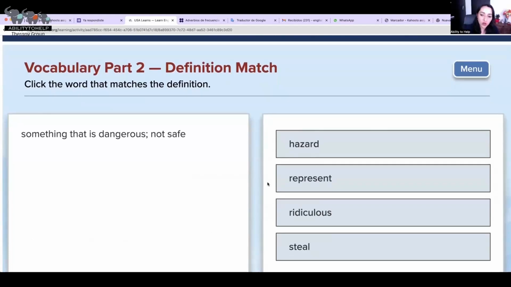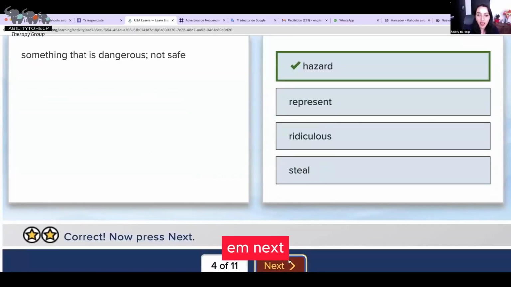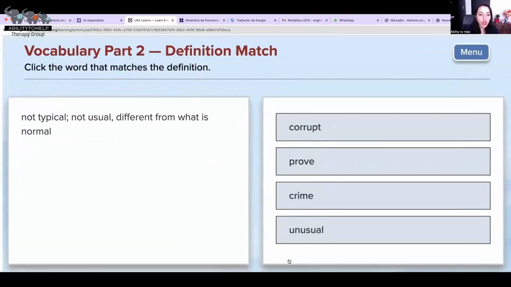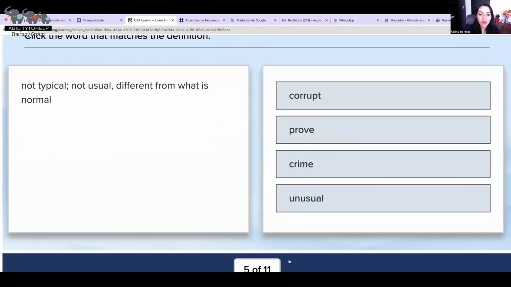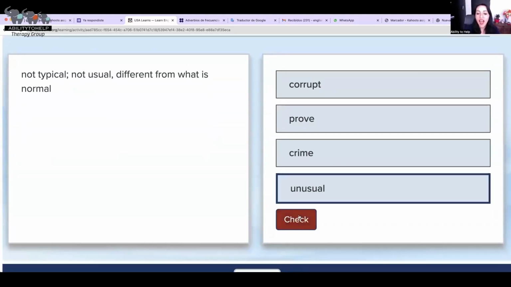Something that is dangerous, not safe: hazard. Dangerous. Next one. Atypical, not usual. Different from what is normal. Unusual.